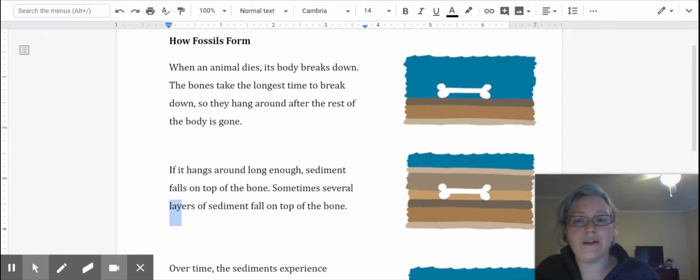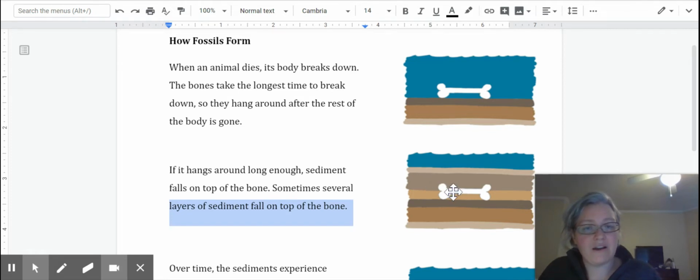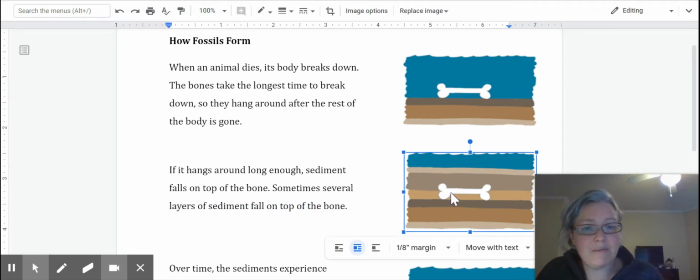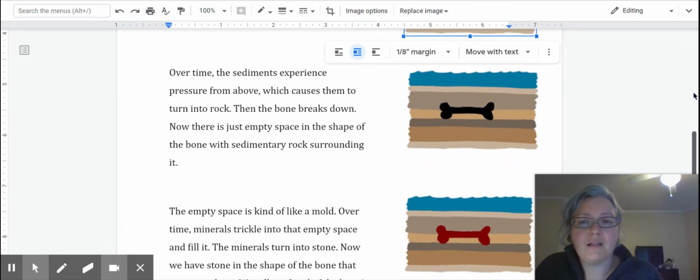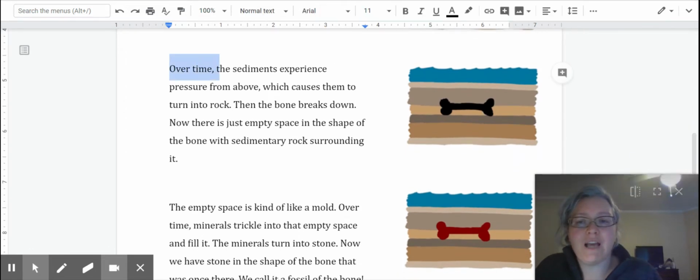Sometimes several layers of sediment fall on top of the bone. So I'm looking here. Now in this picture, I see my bone still, but it looks different than the first picture because now there are also layers on top, and I bet they're going to turn into sedimentary rock too. Over time, the sediments experience pressure from above, which causes them to turn into rock. Oh, I was right. It turned into rock. Then the bones break down.